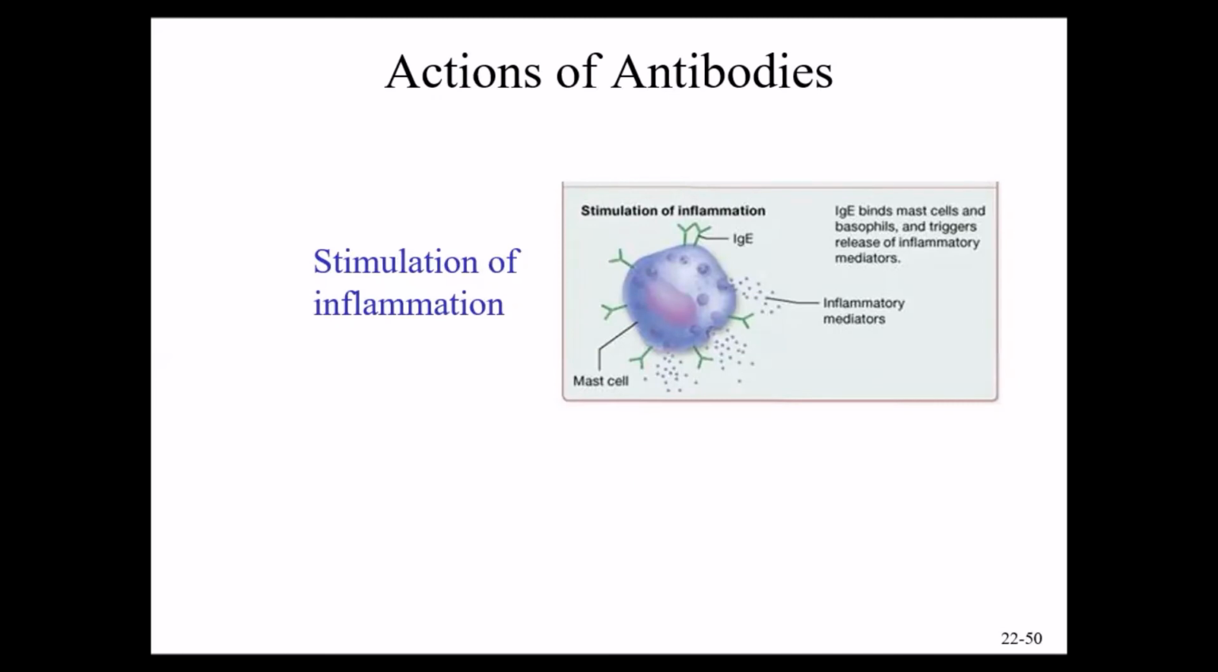The last thing we've already mentioned: antibody IgE helps in the process of inflammation. It does that by binding to some of those cells that are storing up inflammatory chemicals, such as your basophils and your mast cells. Once the IgE binds to these cells, it starts to release chemicals that help in the process of inflammation.